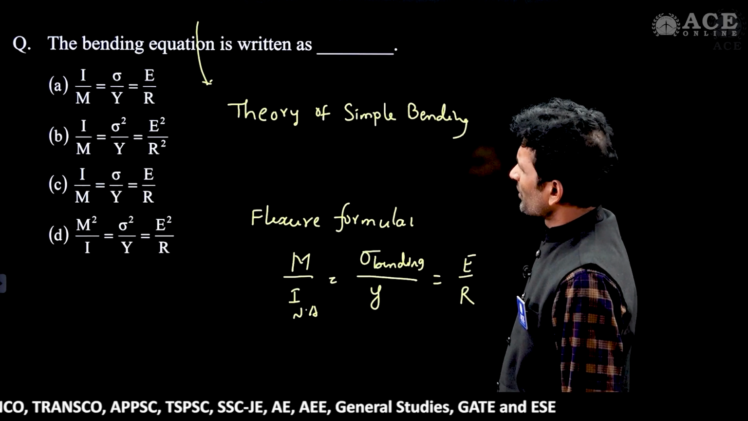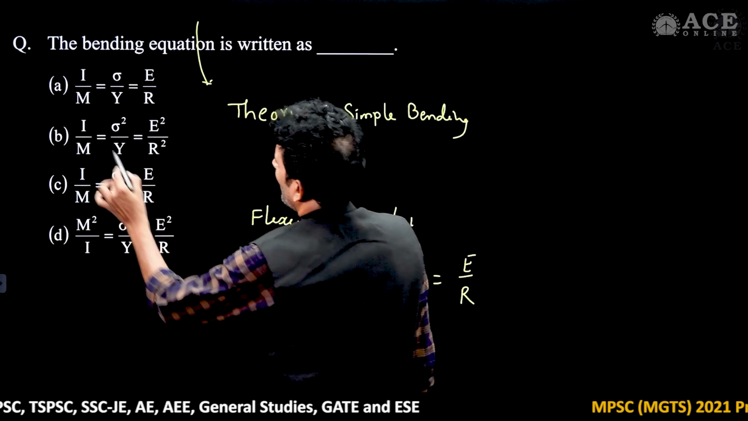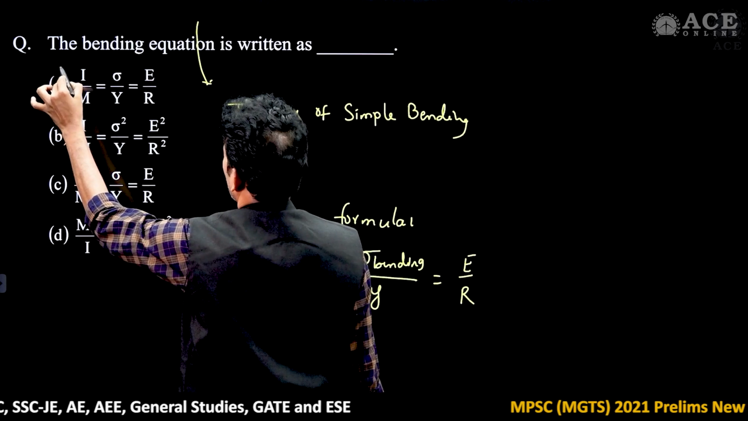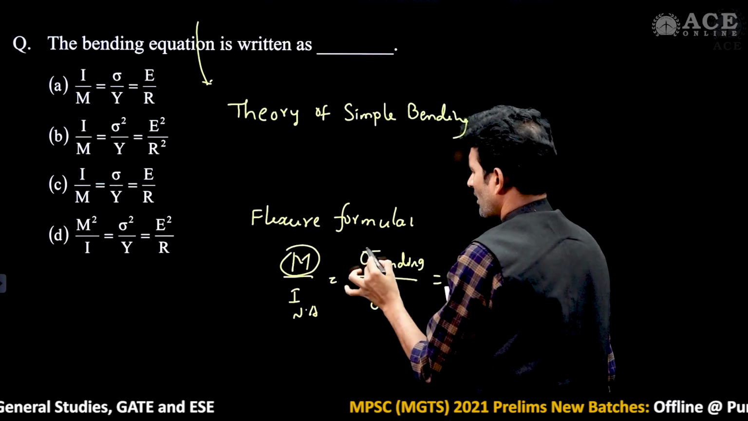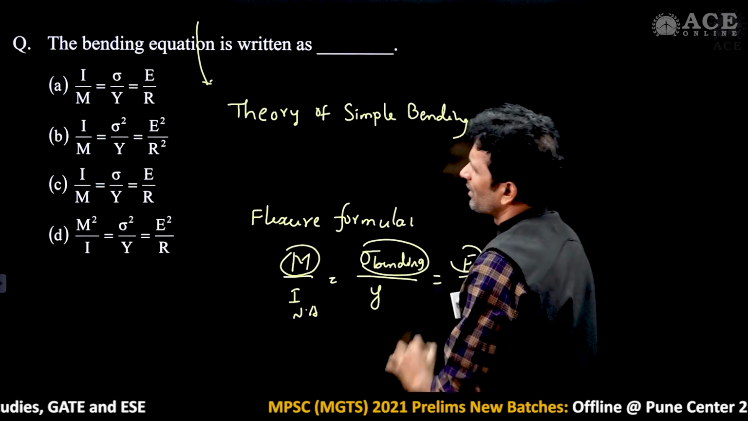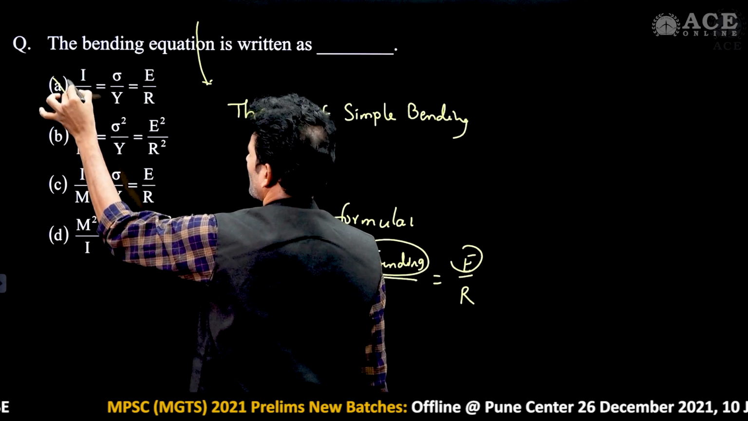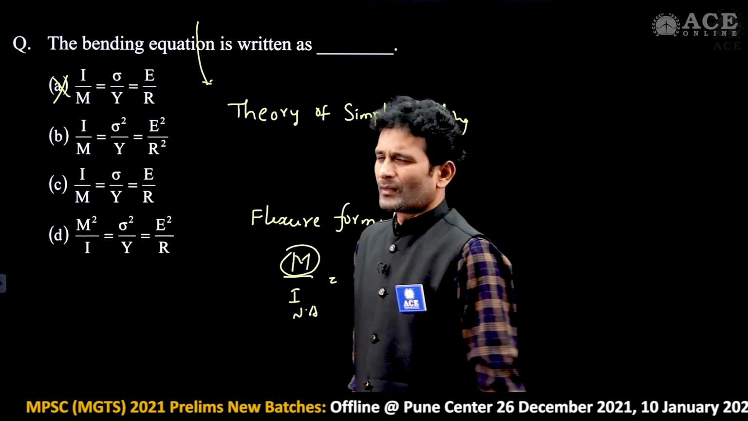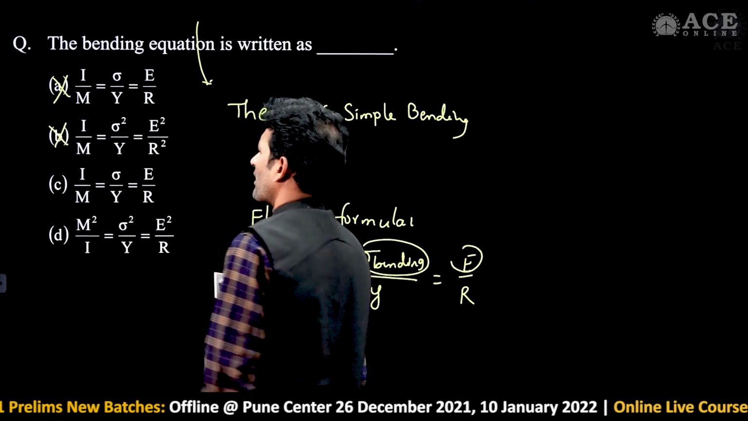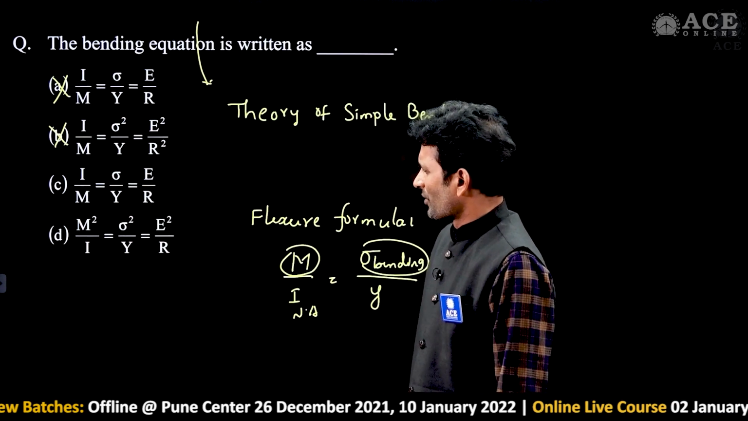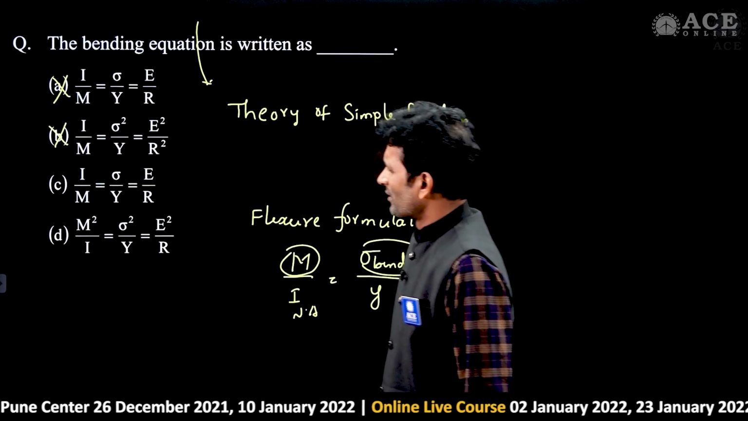Let us take this question. See, if I take this one, M upon I NA, here we are having I sigma. Look at here in the numerator part, here we are having M and here sigma and here E. But here I is there, but here sigma is there. This is wrong. So we never find any square parameters in the bending equation. That is also wrong.